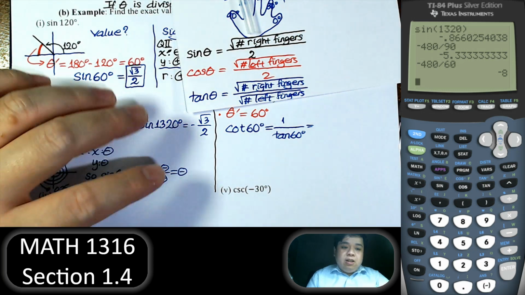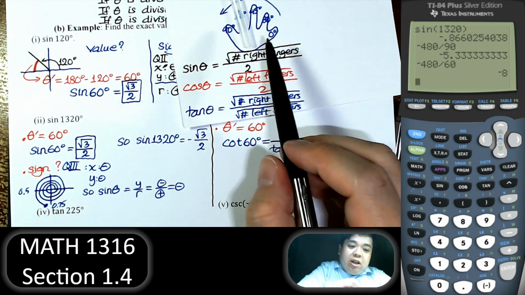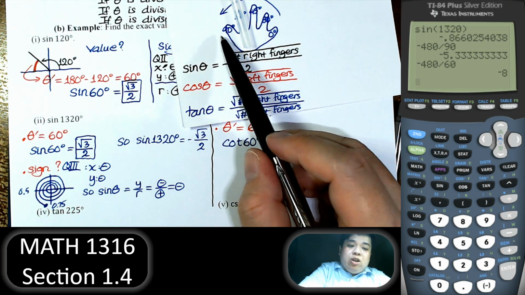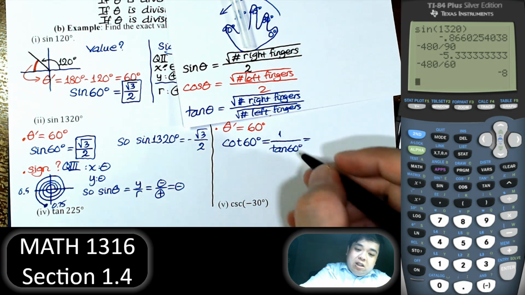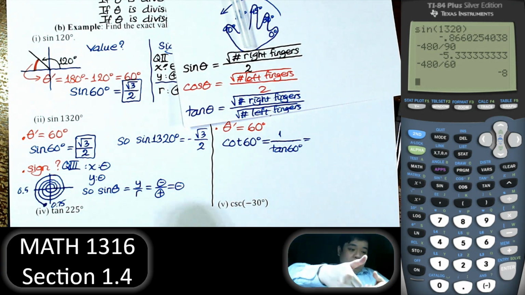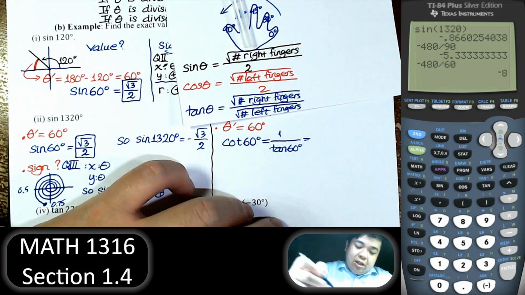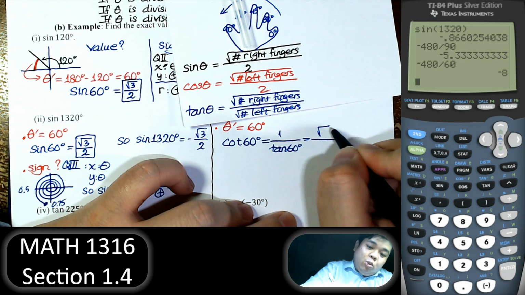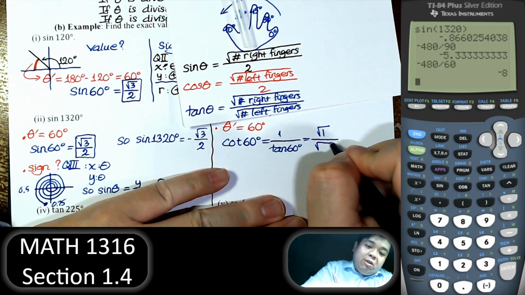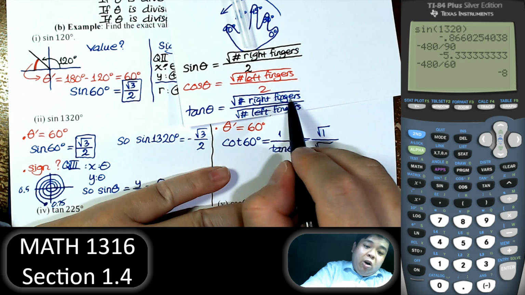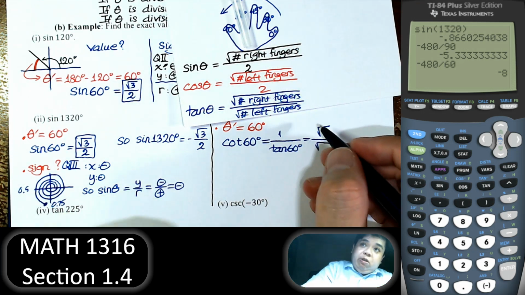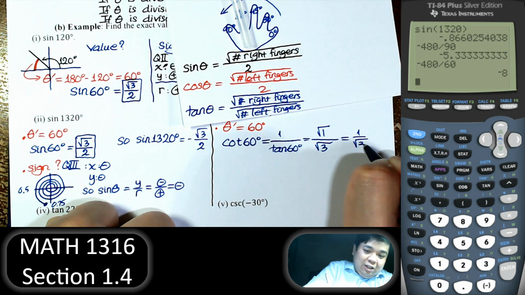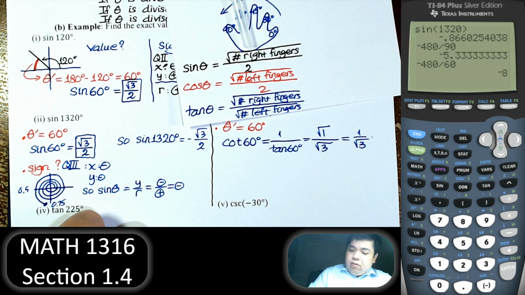If we use tangent, the number of right fingers will be square root of 3 over square root of 1. But this is cotangent, so we have to do the reciprocal, meaning the square root of the number of fingers on the left over the square root of the number of fingers on the right. So we do this flip-flop. So that is 1 over square root of 3. That gives us the value.